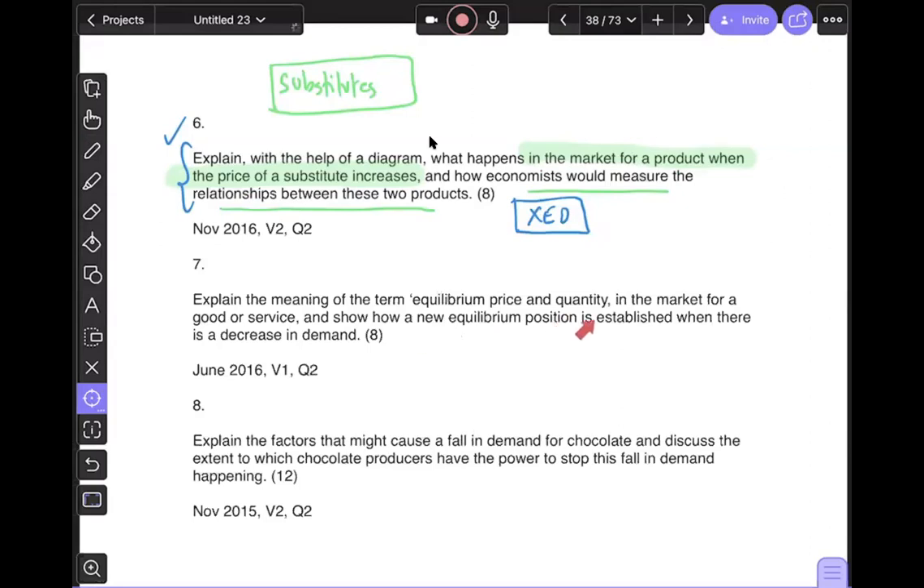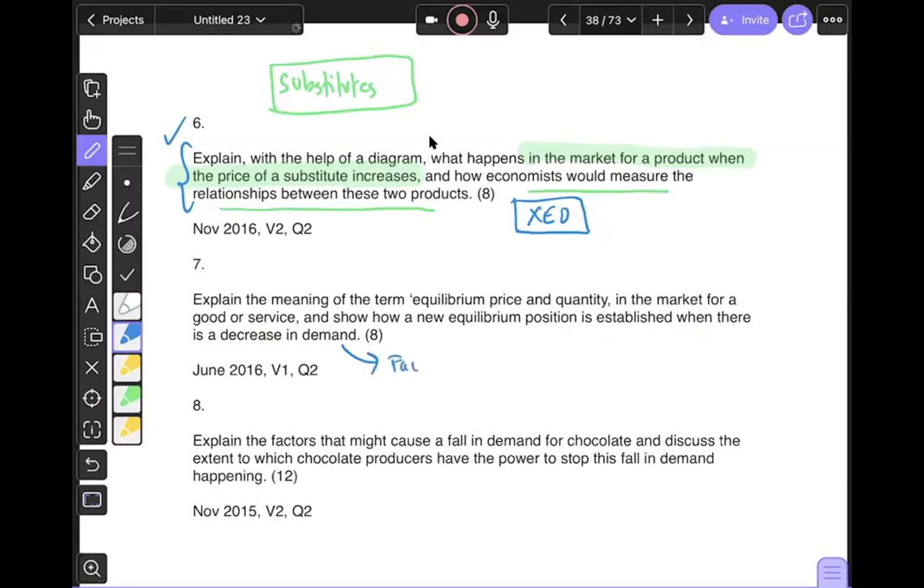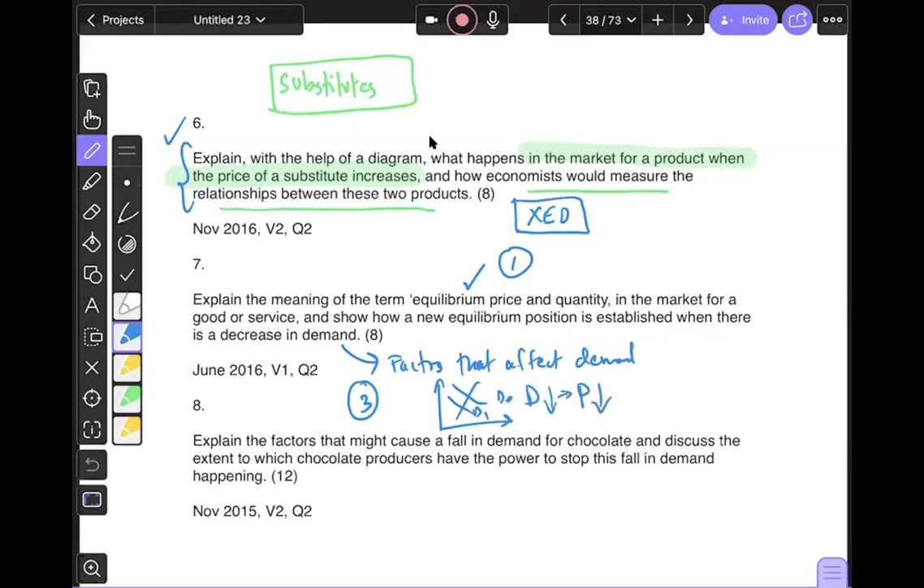Show how a new equilibrium position is established when there's a decrease in demand. So I'll talk about all the factors. First, I talk about equilibrium, so the first paragraph will be about equilibrium. The second paragraph will be about factors that affect demand. And the third paragraph would be about the diagram where I'll show the demand going down from D0 to D1, and when demand goes down, price goes down, and also quantity supplied goes down. And you'll show that with the discussion that we just had about equilibrium.